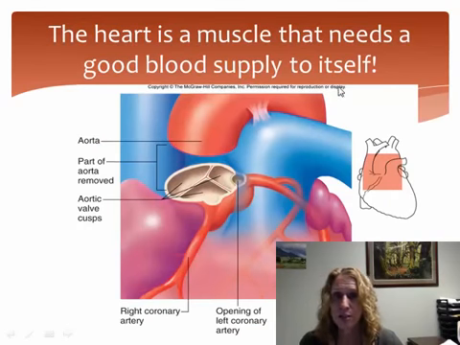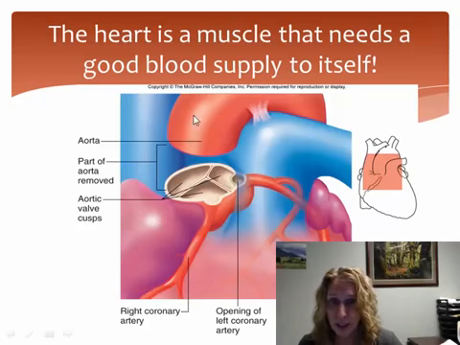The heart is a muscle that needs a good blood supply to itself. So here's our aorta, and at the base of the aorta we have branches, the right and left coronary arteries, which are then going to form multiple branches themselves. And these coronary arteries are going to supply the heart muscle with blood.